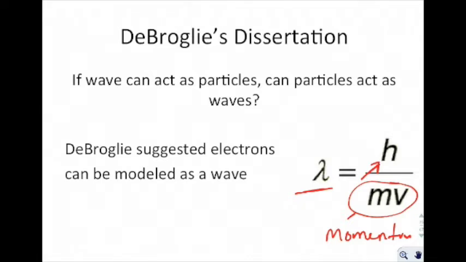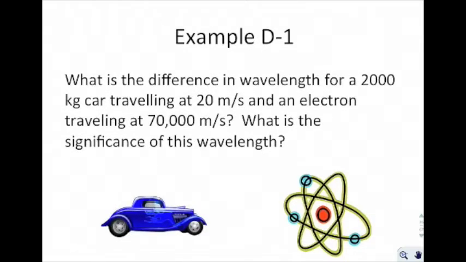And if you notice, the wavelength of an electron depends on the mass of an electron, which is constant, and then the velocity of an electron, which changes in its position related to the atom. So if you extend this out, let's look at an example first. What is the difference in wavelength for a 2,000 kilogram car traveling at 20 meters per second and an electron traveling at 70,000 meters per second?